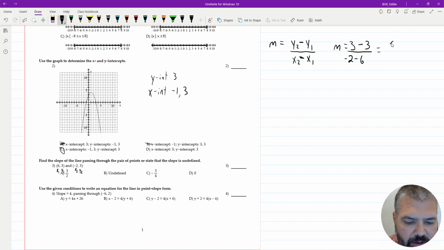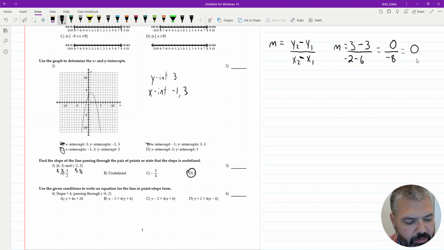So 3 minus 3 is 0. And then -2 minus 6, well, we know that's going to give me a -8. But 0 divided by any number, except possibly 0, we always get 0. So if 0 is in your numerator, then you're going to get 0. So that's a slope of 0. If we would have had a 0 in the denominator, the slope would be undefined. But there was a 0 in the numerator, so that's 0.